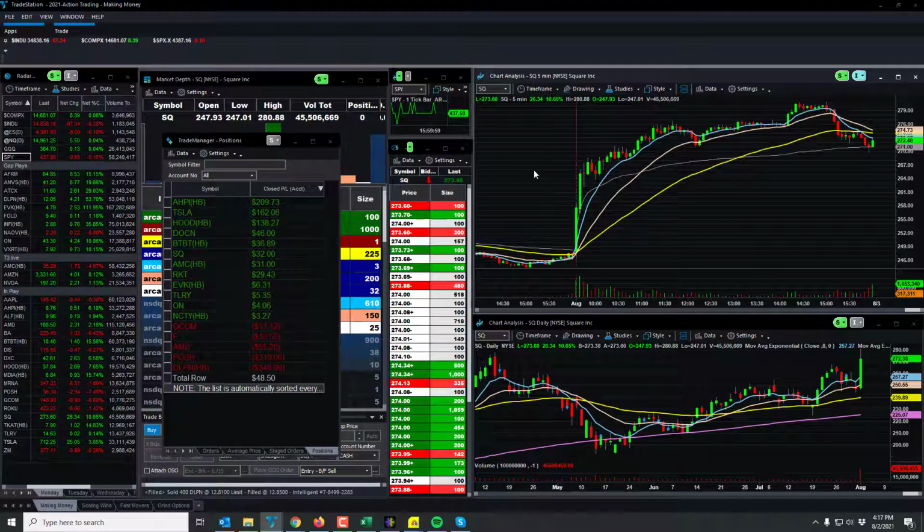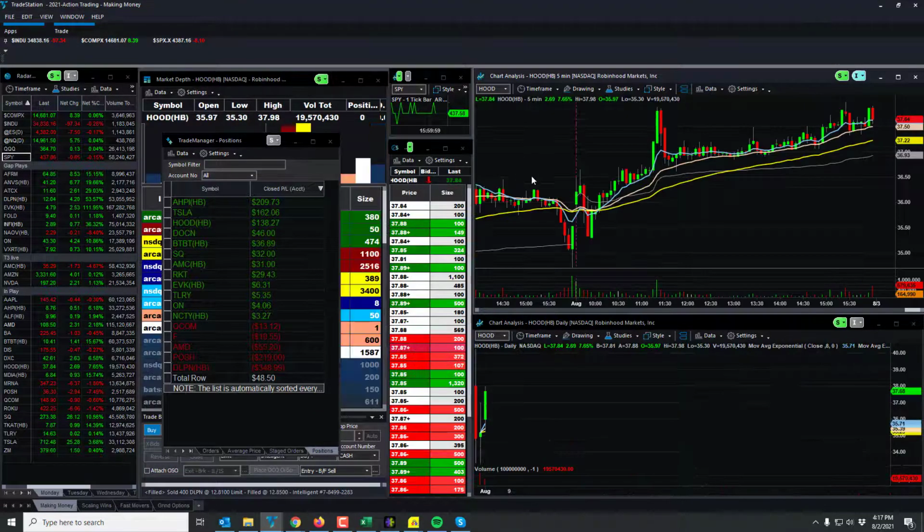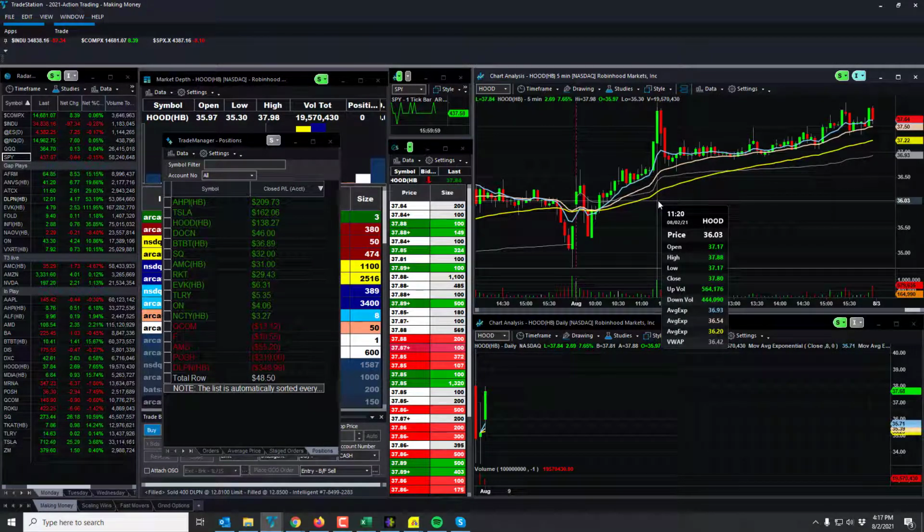DOCN. Was this a news trade? I don't even remember DOCN. Oh, it was a breakthrough 54 or 55 on this candle here. Got a few points on that one. Probably my best trade of the day was HOOD, Robinhood. Through the 37 level, broke through 37 here, and really just ran up to almost 38 today.